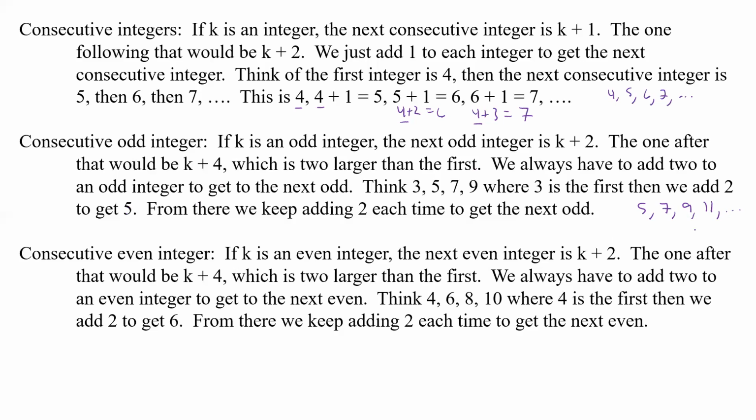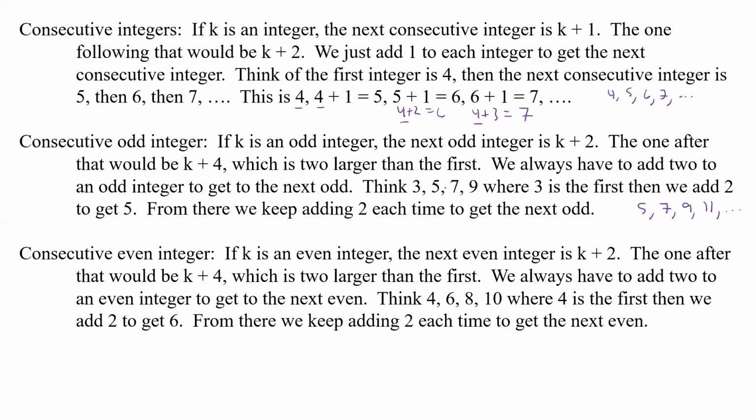So if k is an odd integer, the next odd integer is going to be k plus 2. Well, think about that: 5 plus 2 is 7. That works. Now the one after that would be k plus 4. So 5 plus 4 is 9. That gives the next one. And then the next one would be 5 plus 6, as we keep going down and down, keeping with that initial k. Otherwise, we could say k and then k plus 2 and k plus 4, and so on. And so we always have to add 2 to the odd integer to get the next odd.